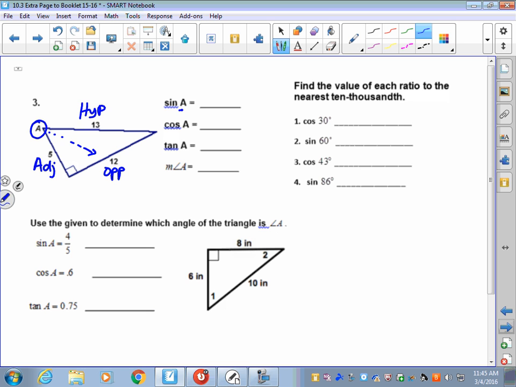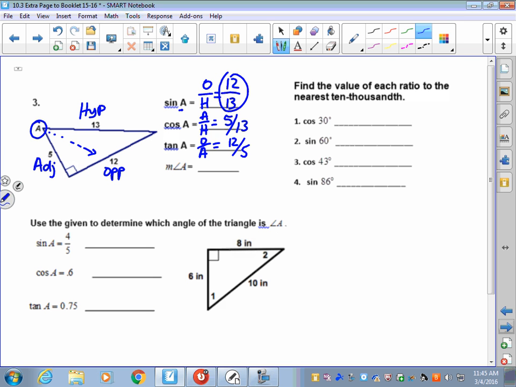The sine of A, for sine, that is opposite over hypotenuse. Well, what side is opposite? That's 12 over 13. And that's our ratio. To do the cosine of A is adjacent over hypotenuse. So that ratio would be 5 over 13. And then the tangent of A is opposite over adjacent, and that would be 12 over 5.